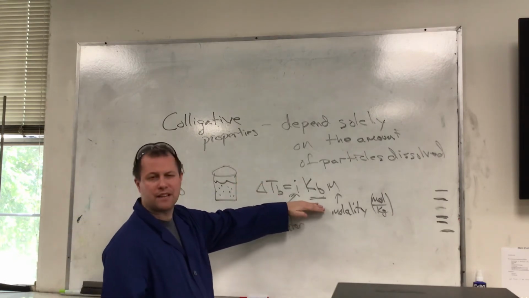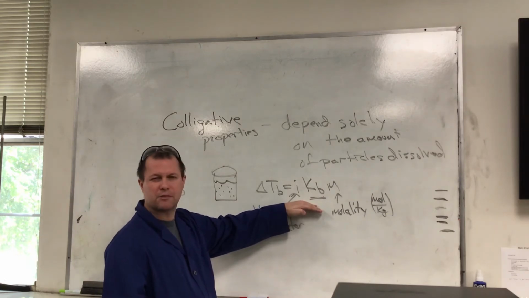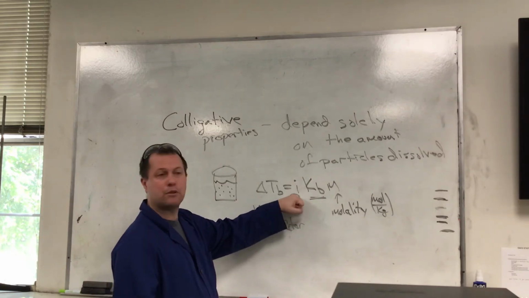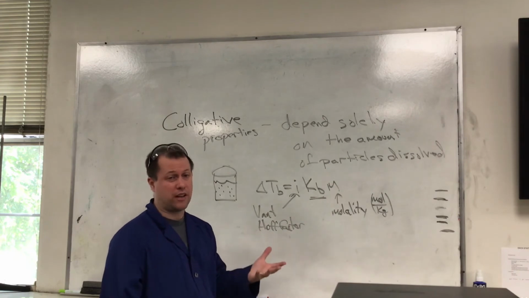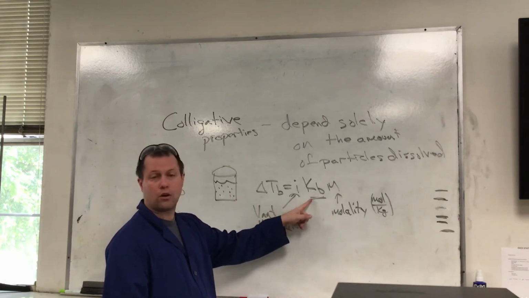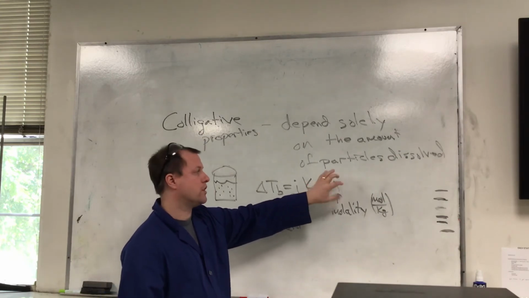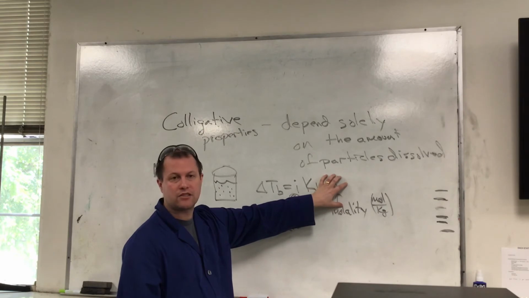I think the lab gives us the actual Kb value for ethanol. I think it's like 1.22 degrees Celsius per molal, if I remember right. We just said the van't Hoff factor is going to be 1 because urea is a covalent molecule. It's not going to break apart, which means from the data that we collect or are given to start, we can solve for the molality. So our goal is to solve for the molality from a calculation standpoint.